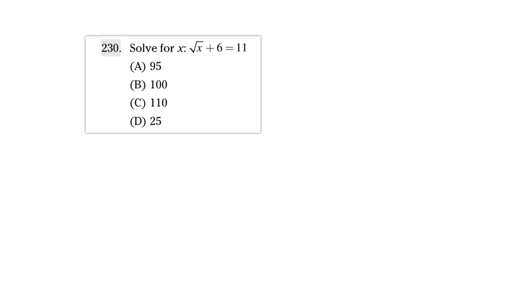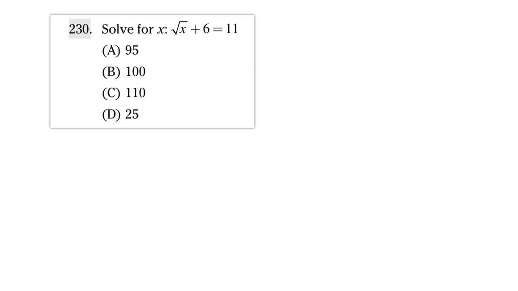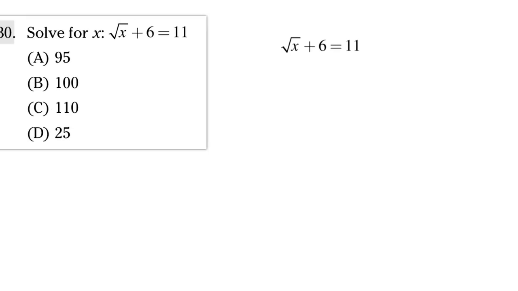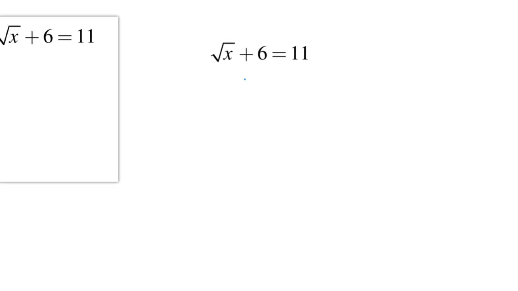Okay, problem number 230, solve for x. Radical x plus 6 equals 11. Okay, so for this, we should be subtracting 6 from both sides because we want to get that x by itself. We would be getting closer to that by getting the radical x by itself. At this point, we have radical x equals 5.